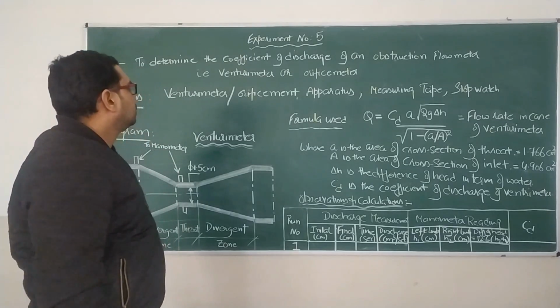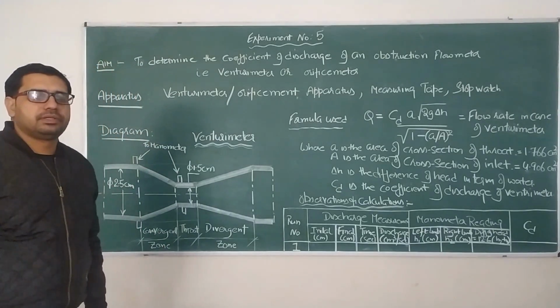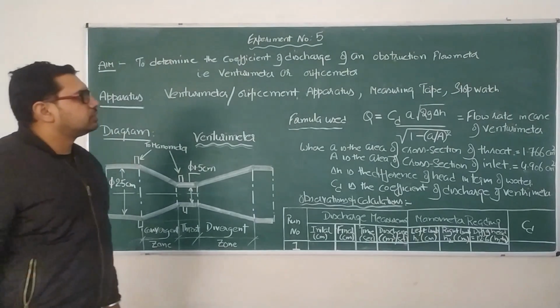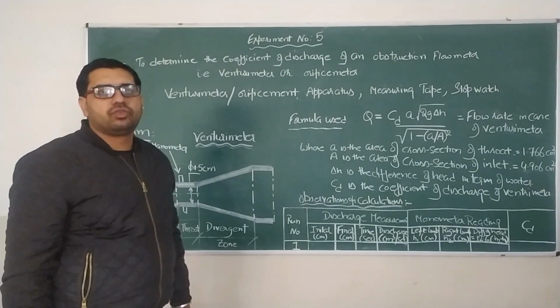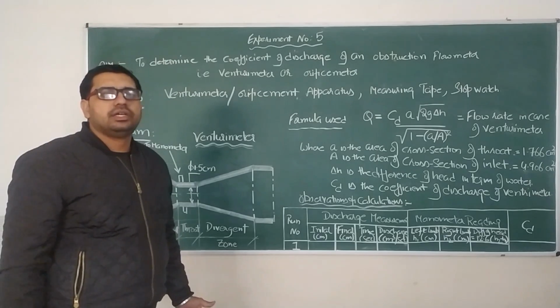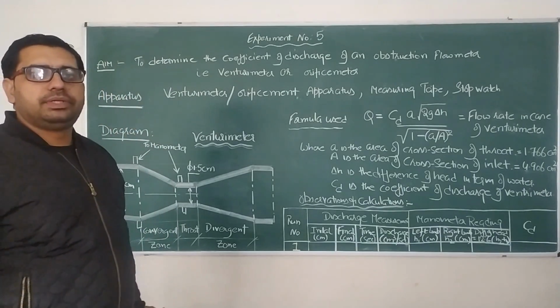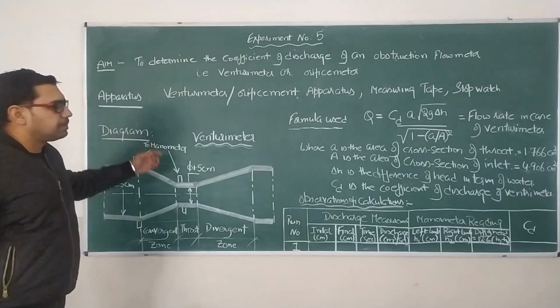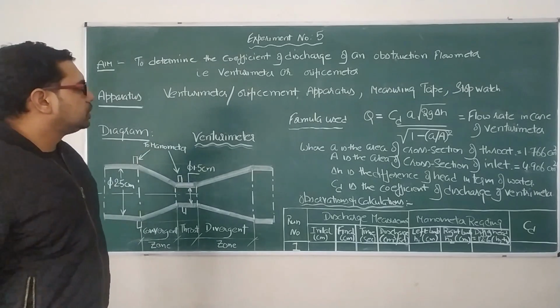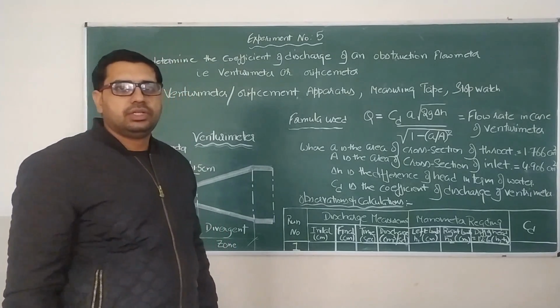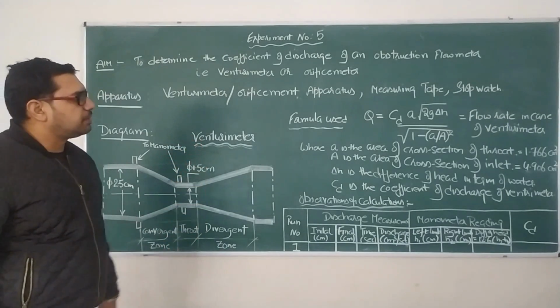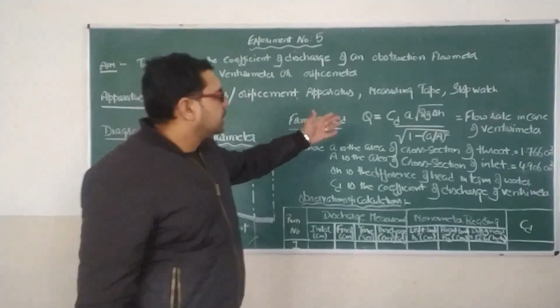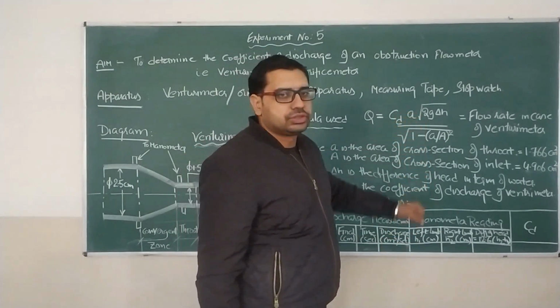Hello students, today we will be performing an experiment to determine the coefficient of discharge of an obstruction flow meter. That means we can find it for venturi meter or orifice meter. So for that we have the apparatus, venturi meter and orifice meter, specially designed for this experiment. We need a measuring tape and a stopwatch.